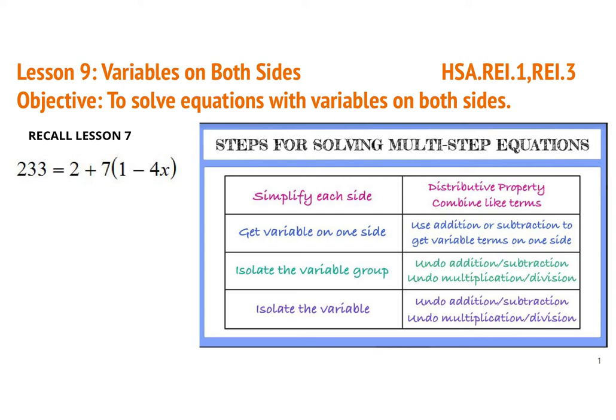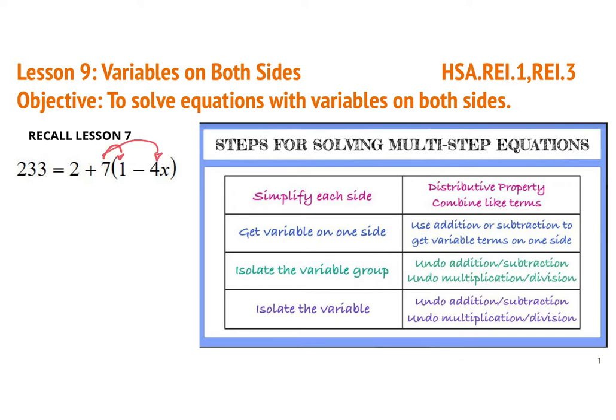Variables on both sides. The objective of this video is to solve equations with variables on both sides. So now we've learned all of the possible steps for solving multi-step equations. Our very first thing is to recall lesson 7, where we learned that we must simplify each side. So in this example, I will simplify by using the distributive property.